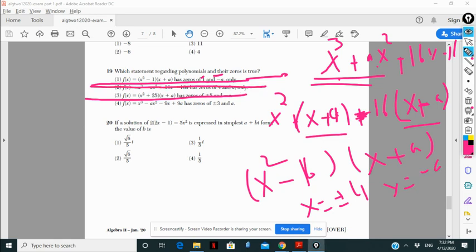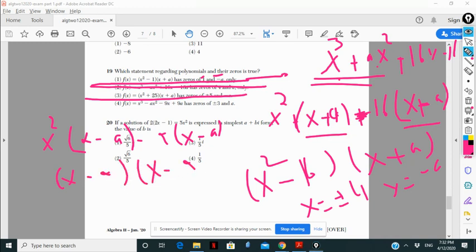So this one is incorrect. I'm doing the last one with the same methodology. So x squared, x minus a, and here negative 9 is the common factor, x minus a, x minus a, and x minus 9, x squared minus 9. So that's x equal to plus or minus 3, and x equal to a, so the answer is 4.